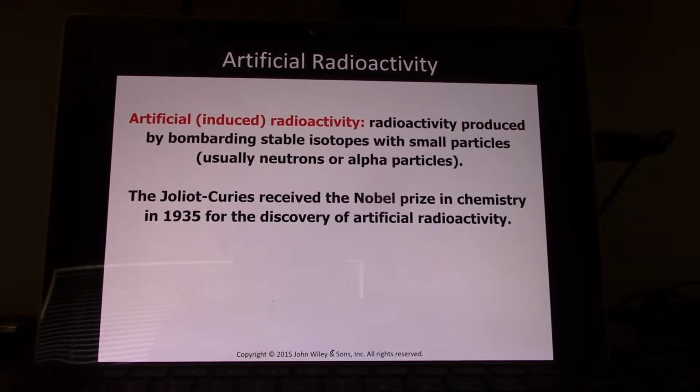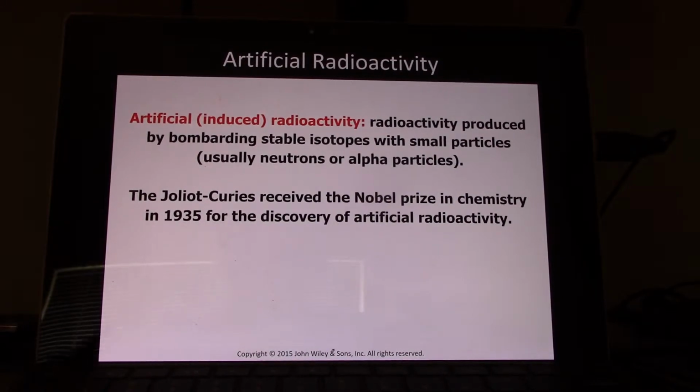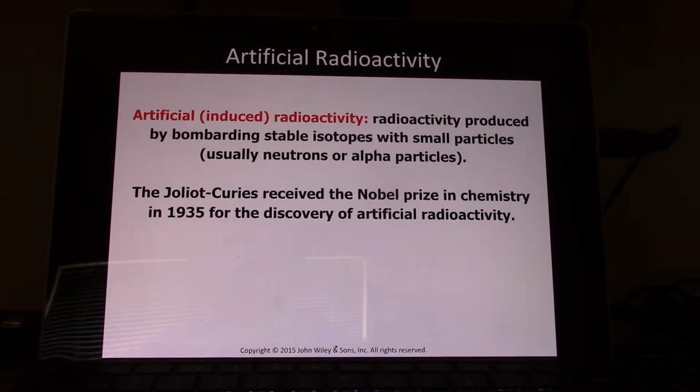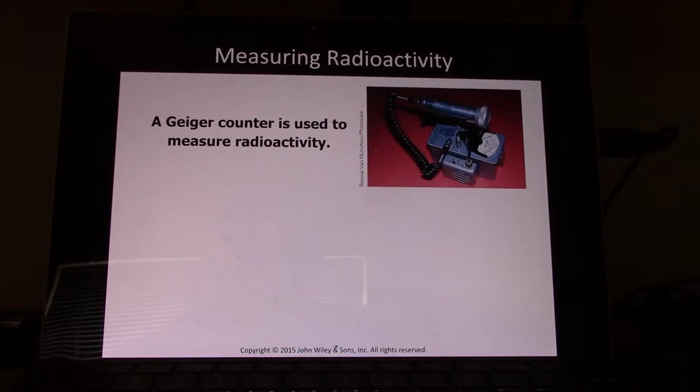Artificial radioactivity is produced by bombarding stable isotopes with small particles, typically neutrons or alpha particles. And they received the Nobel Prize in Chemistry in 1935 for this discovery of artificial radioactivity.